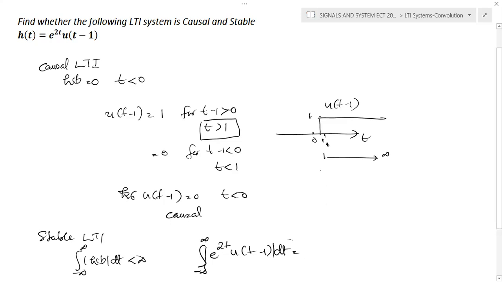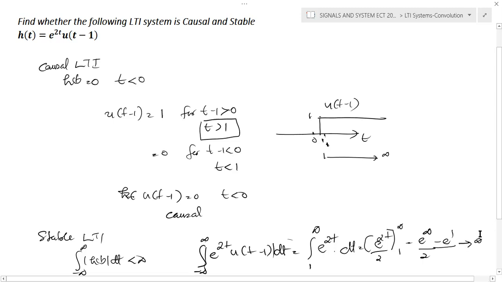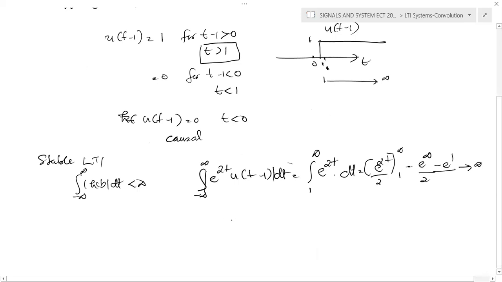Then, if you observe here, it's from 1 to infinity e raised to 2t, and u of t minus 1 is 1, dt, and it's e raised to 2t by 2, and you can substitute it from 1 to infinity. And if you substitute the limit, e raised to infinity by 2 minus e raised to 1, and this e raised to infinity is tending to infinity, so your result is infinity. So system is not absolutely summable, and which is equal to infinity. So we can conclude that it's not stable.